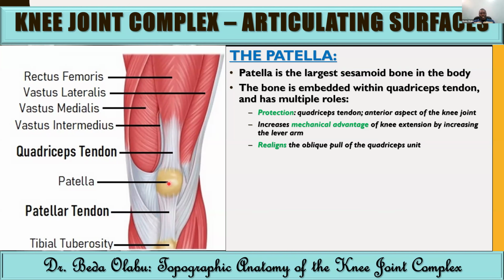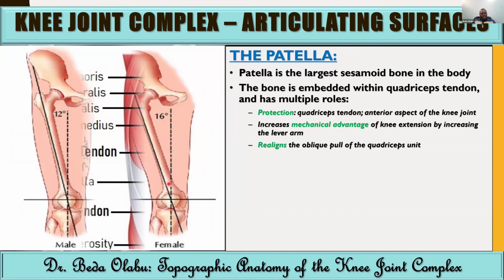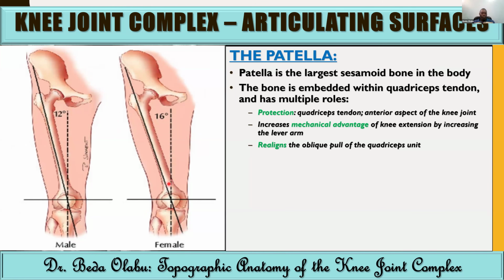The other role of the patella is that it realigns the oblique pull of the quadriceps unit. Now, for you to understand that, maybe this image will help us. From our previous conversation in the anatomy of the thigh and hip, we understood that the femur is not straight. It is actually inclined. The tibia itself, however, tends to be a bit straight. Now, what does that mean? It means that the long axis of the femur and the long axis of the tibia are not in a straight line.